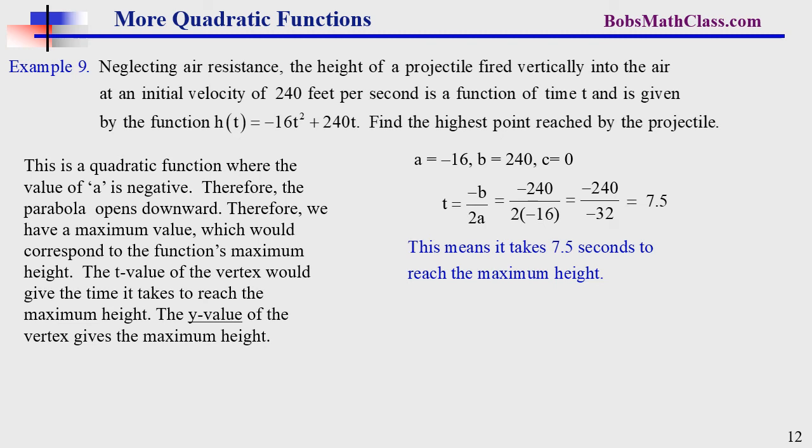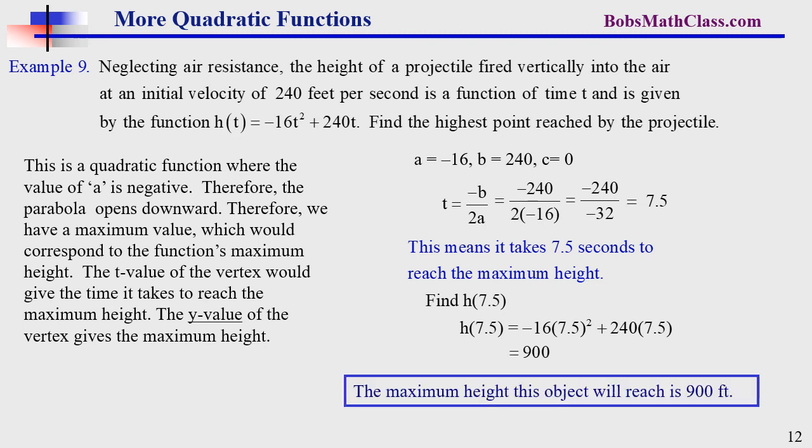So we need to know how high it is. So we're going to plug it in, just like we were doing before. We're trying to find the vertex, so plug it in. So plug in 7.5 into your calculator. Negative 16 times 7.5 squared plus 240 times 7.5, and that should give you 900. That makes more sense. So the answer is 900 feet. It's feet because it says feet per second.